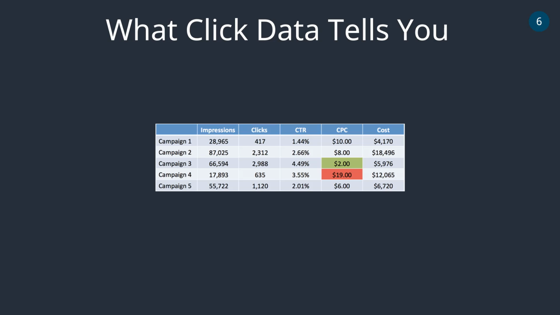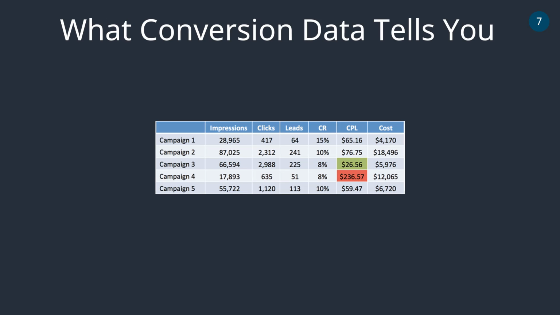Now that's nice, but it doesn't really tell us anything about the quality of those clicks. If campaign 3's clicks are all coming from people who search for lower jokes, not law firm near me, it's not a good campaign, no matter how cheap the clicks are. What conversion data tells you?